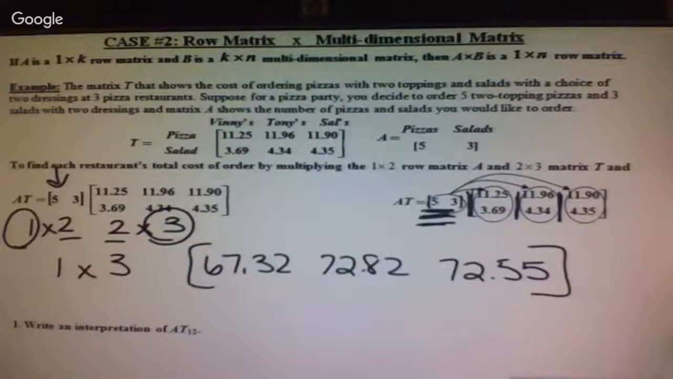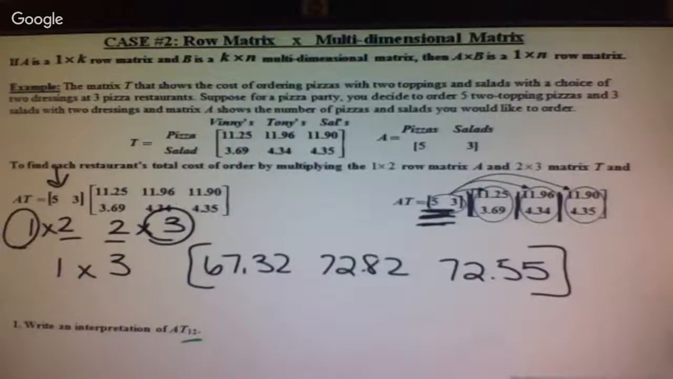Okay. Take a look at number 1 at the bottom of your page. It says, write an interpretation of AT12. So what's that? AT means I've taken this times this. So what number is in row 1, column 2? Okay. Which one of these numbers is in row 1, column 2 for your answer?